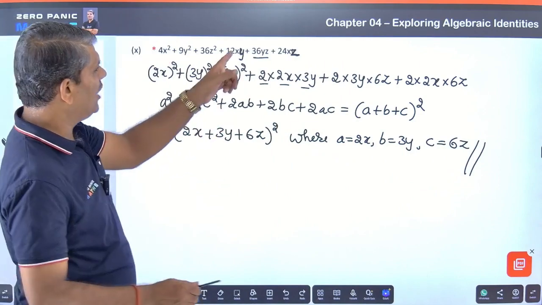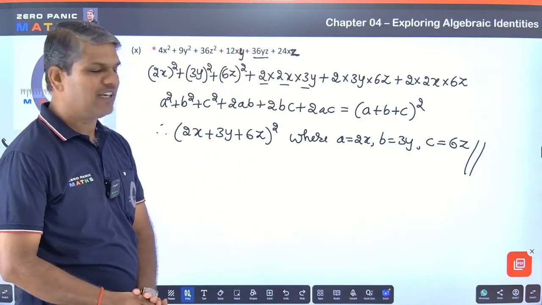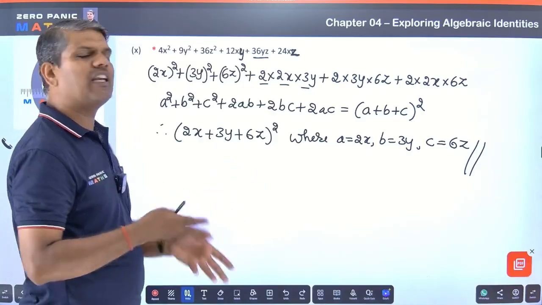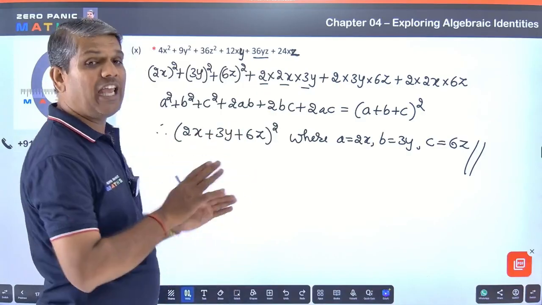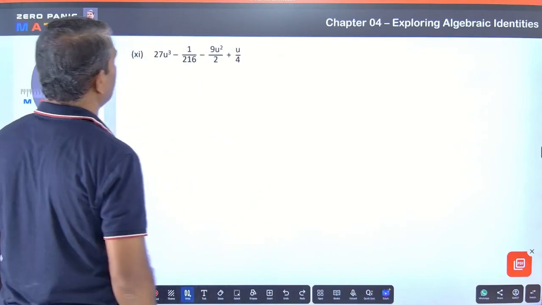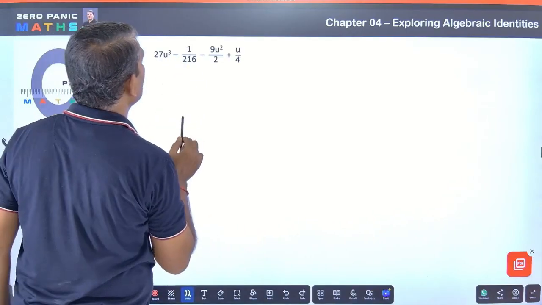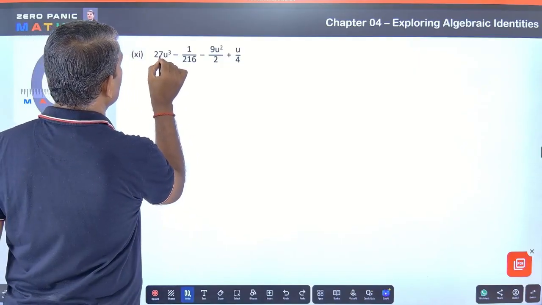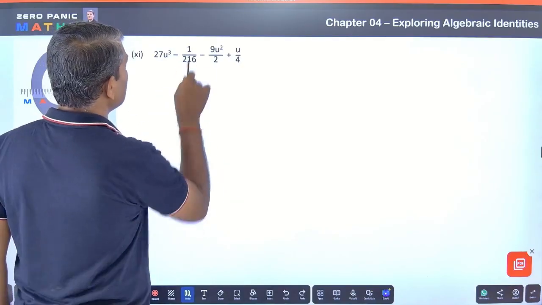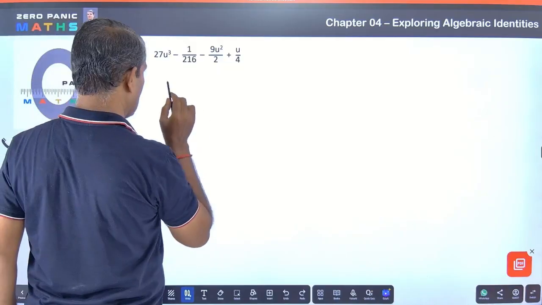But provided that this small exchange of y and z is done, only then will you get the answer. If you keep it that way, you will get some random answer which will not match any of the identities that we have studied. Let us quickly move to the next problem. Now if you look at the next problem, this looks like a minus b whole cube, because it is a perfect cube. 27 is a perfect cube. 216 is also a cube of 6, and this can be treated as 1 by 6 whole cube.